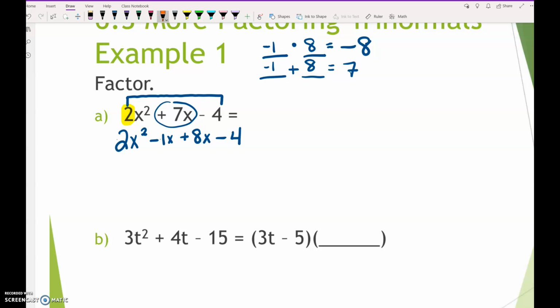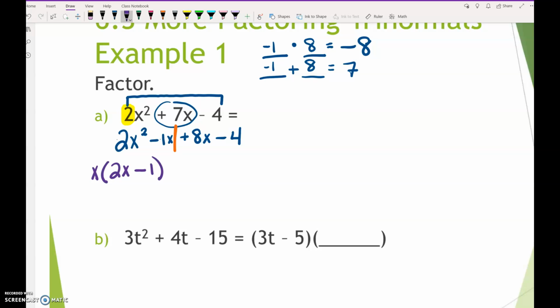Now this becomes a factor by grouping, which we did a couple days ago. Split this after the second term. First group, what is the GCF? What do those two terms have in common? Just x. 2x squared, take an x out, you'd be left with 2x. -1x, take the x out, you'd be left with -1.